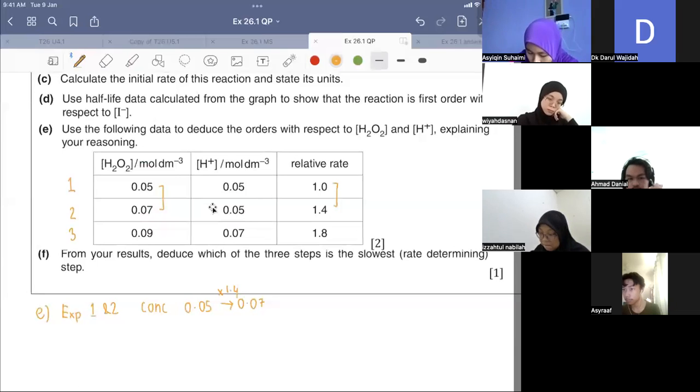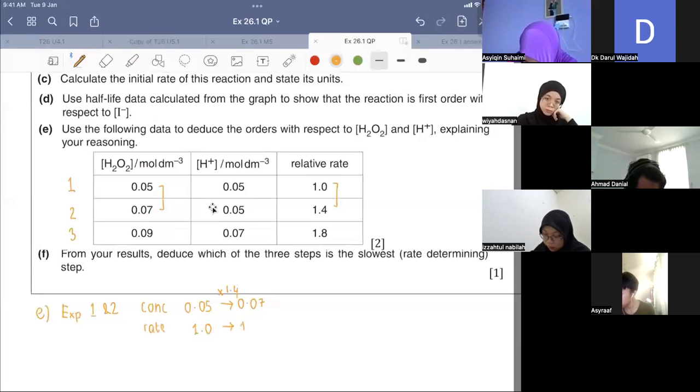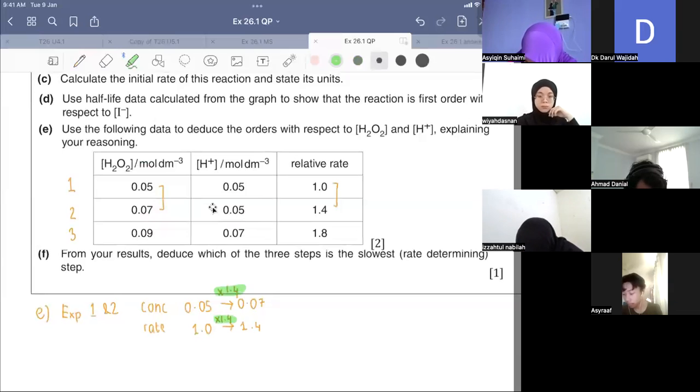But that is an increase in 1.4, because you take the bigger number, divide by the smaller number. So your rate goes from 1.0 to 1.4. And that is also an increase in 1.4. So you see the concentration and the rate increase by the same number. Okay, they are directly proportional. You increase concentration by 1.4, you increase the rate by 1.4. You increase the concentration by 5,000, the rate also increases by 5,000.